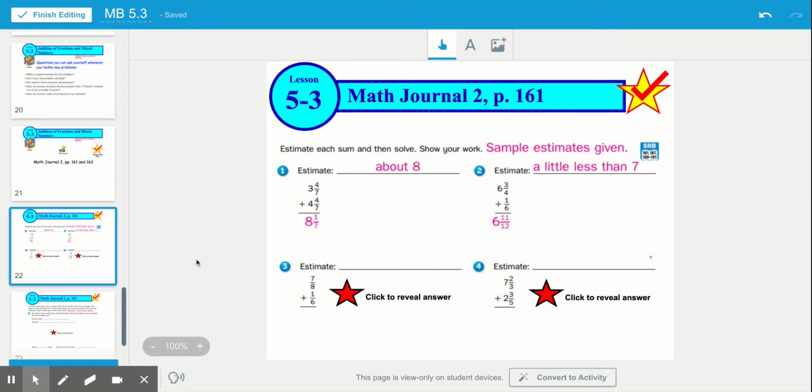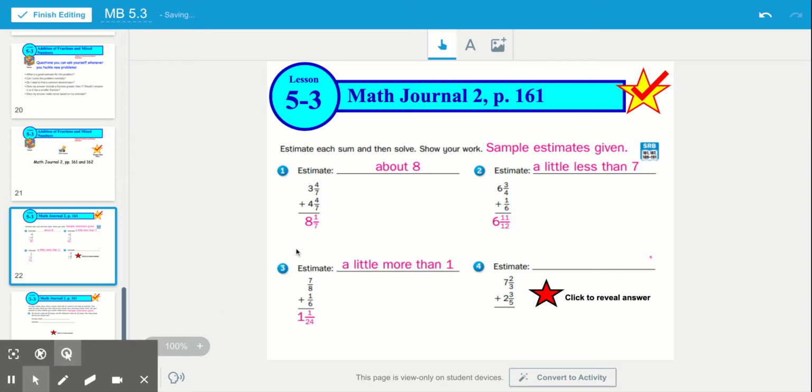Number 2, the estimate was a little less than 7 because we see that we took 6 and 3/4 plus a very small fraction of 1/6. So we're just a little bit less than 7, real close to it. And the answer is 6 and 11/12. So you can see that they did not use the quick common denominator. They found their least common denominator. They took 4 times 3, which is 12. They took 6 times 2, which is 12. And they got a final answer of 6 and 11/12. Number 3, their estimate was a little more than 1. You can see they found a common denominator of 24.